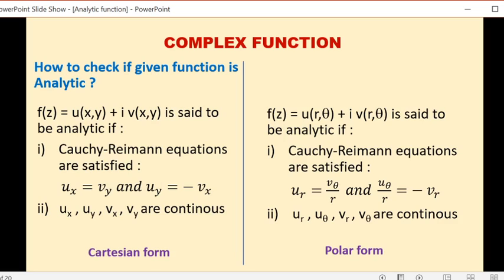Did we understand till here? Who is making that tapping sound? Did we understand these conditions?